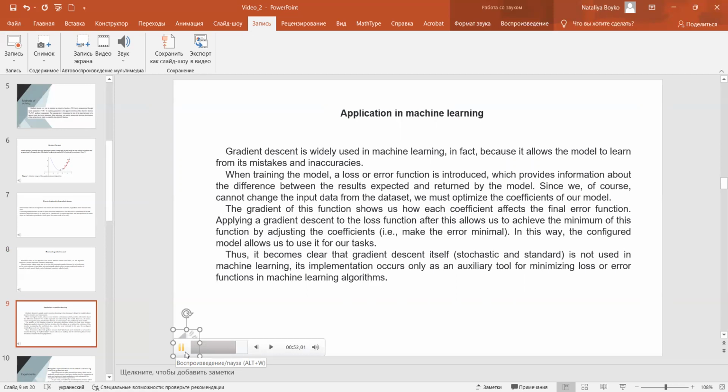Thus, it becomes clear that gradient descent itself, stochastic and standard, is not used in machine learning as a model. Its implementation occurs only as an auxiliary tool for minimizing the loss or error function in machine learning algorithms.